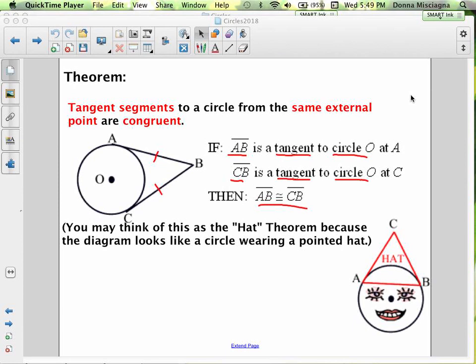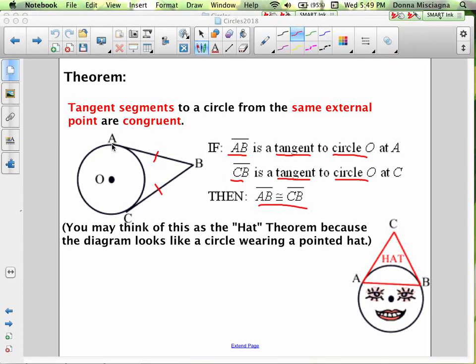So in the diagram here, we have two tangents. We have tangent AB. So AB is a tangent to circle O at point A. So this is where it intersects the circle. And notice it does not go beyond that point. CB is a tangent to circle O at C. And again, the tangent intersects the circle at point C and does not go beyond that point. And notice that the two tangents, AB and CB, intersect in a point.